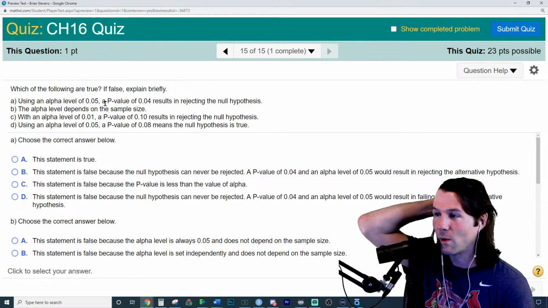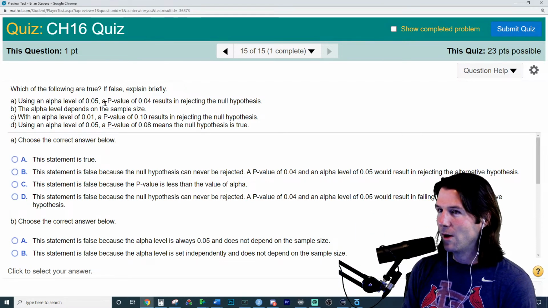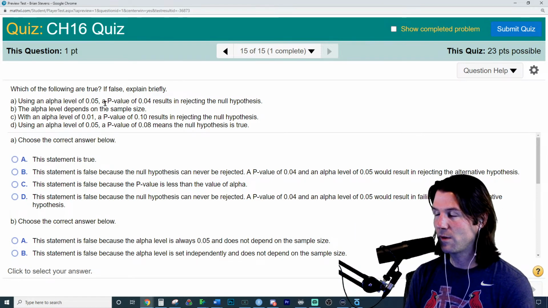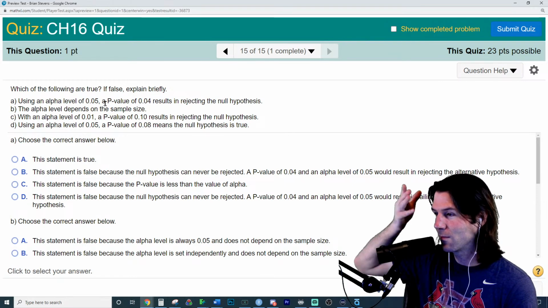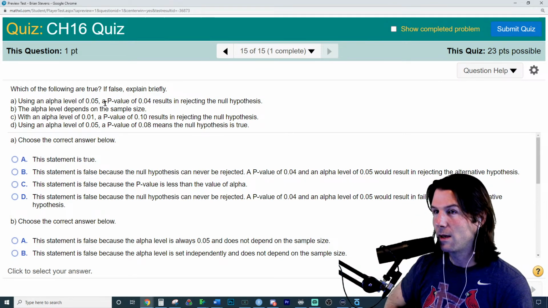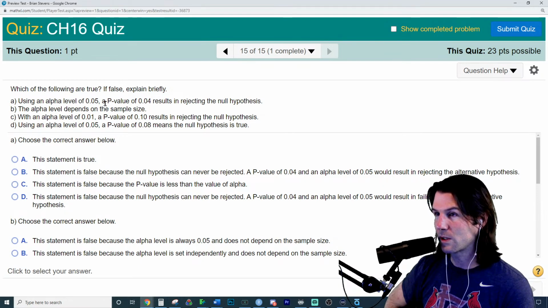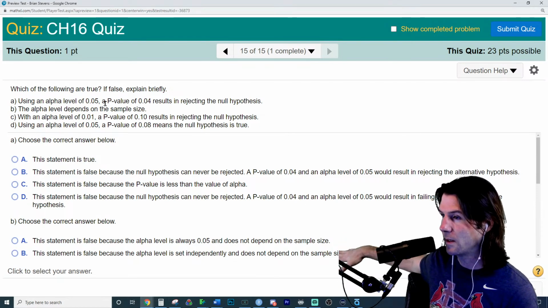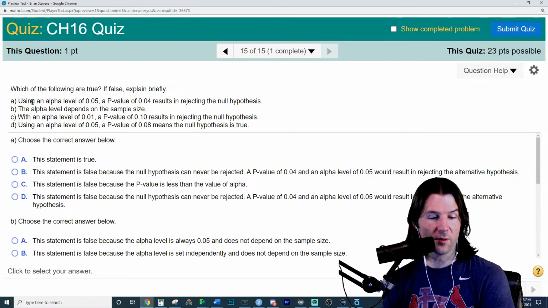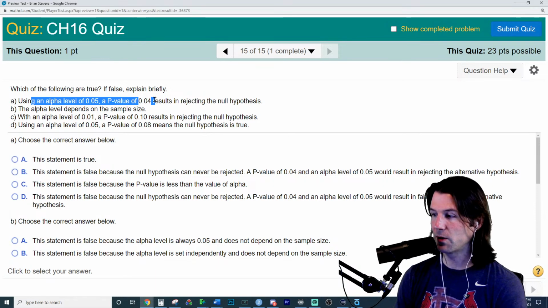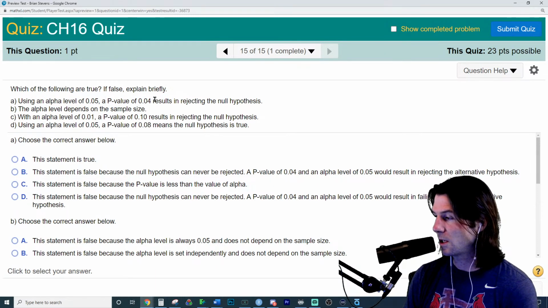I'd do like 320 and 2 run review. Okay. Which of the following statements are true? Serious face. Using an alpha of 0.05, a p-value of 0.04 results in rejecting the null. When do we reject the null? P-value what to alpha? So it says using an alpha of 0.05, a p-value of 0.04 results in rejecting the null. When do we reject the null?